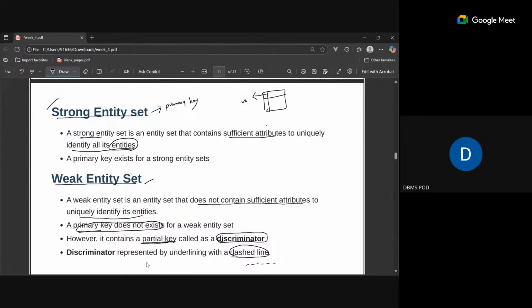So what is the use of having a weak entity set? If we have a weak entity set, how can we uniquely identify what is given in each row? Because sometimes you might think, what's the purpose of having those rows if I'm not able to uniquely identify them, right? Yes, sir.